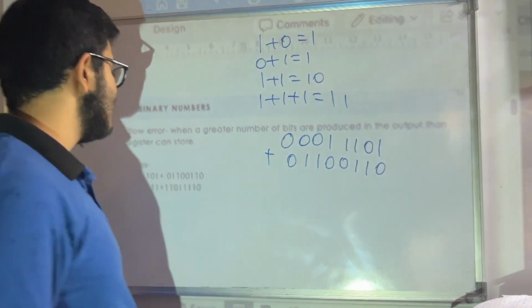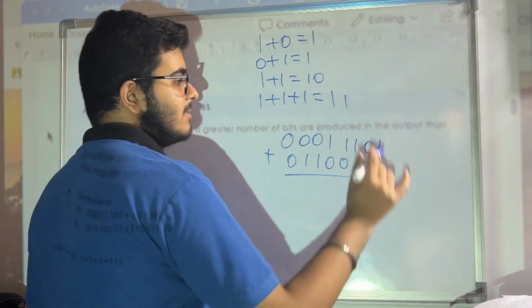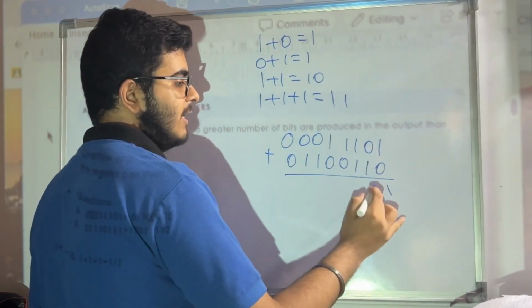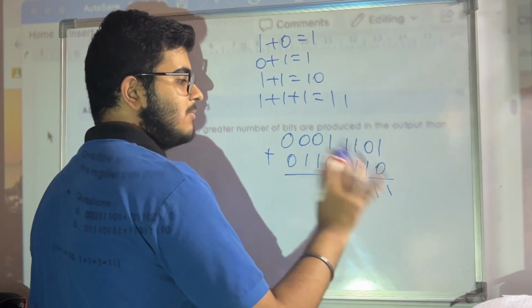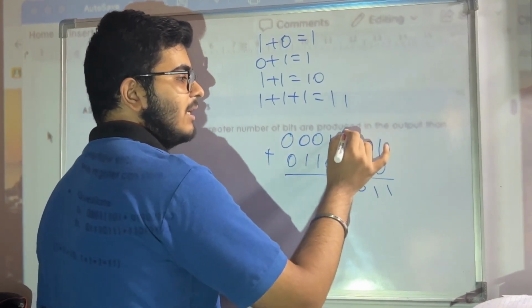011, right? Let's add them and see what the result is. So 1 plus 0 is 1. 0 plus 1 is 1. 1 plus 1 is 10, right? So I'm going to put 0 here and I'm going to take 1 into carryover.